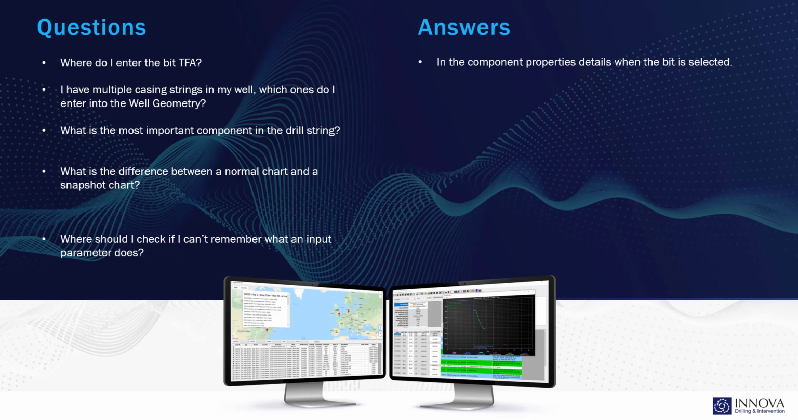Next, I have multiple casing strings in my well. Which one do I enter into the well geometry? The answer is only the casing strings that are exposed to the annulus.